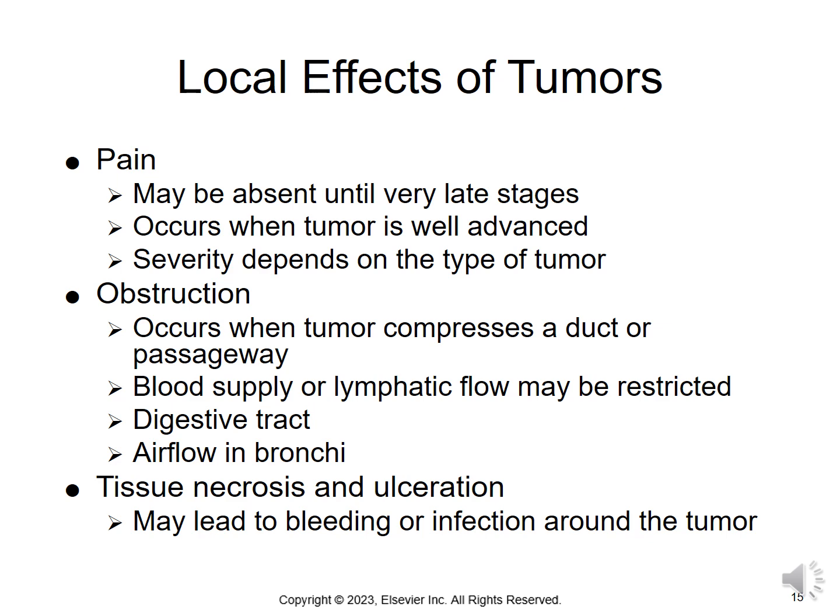Blood can be irritating to the tissues, and if it collects in an area, it can also cause pressure on the nerves. Obstruction can also occur if a tumor compresses a duct or a passageway. Obstruction may occur in ducts or tubes in the body, such as those in the digestive tract. The blood supply or lymphatic flow may also be restricted, leading to ulceration and edema.